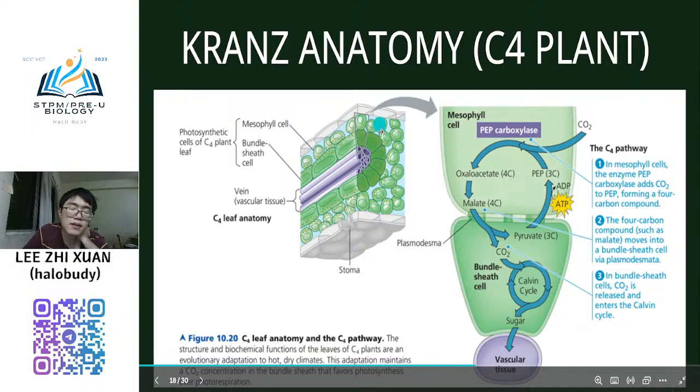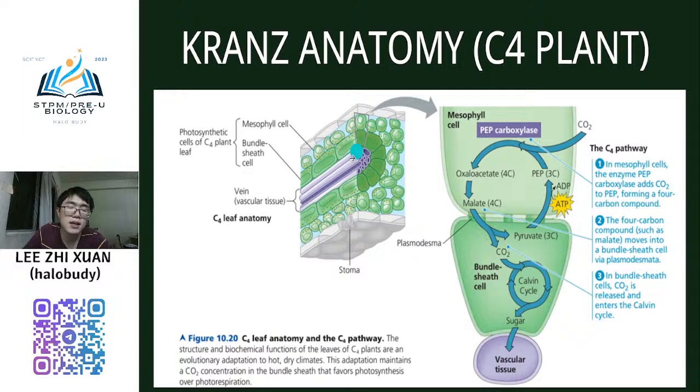If you see this diagram, diagram D, you will see the structure of the C4 plant. The palisade mesophyll cell is rounded, surrounding the vascular tissue. But for the C3 plant, no. C3 plant is like the normal plant that you see in your SPM, the structure of the leaf.